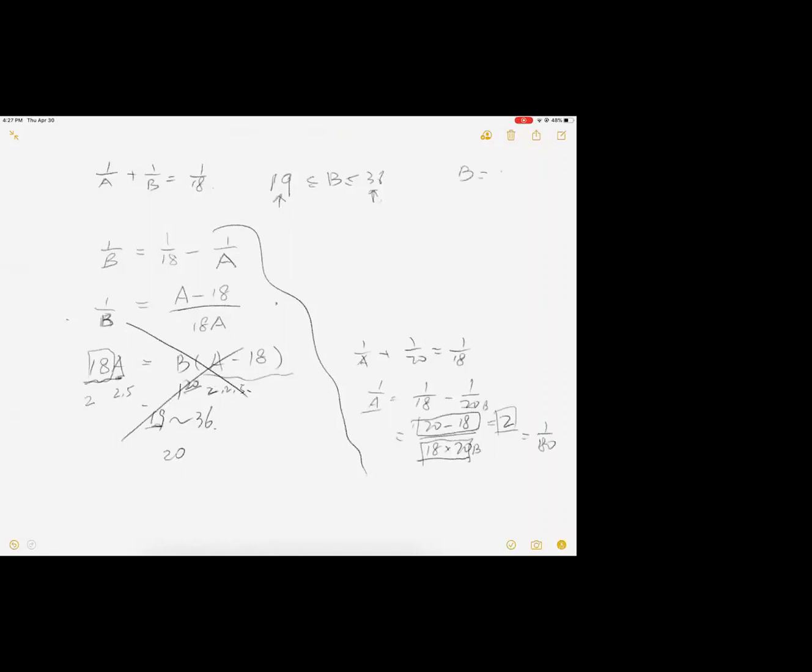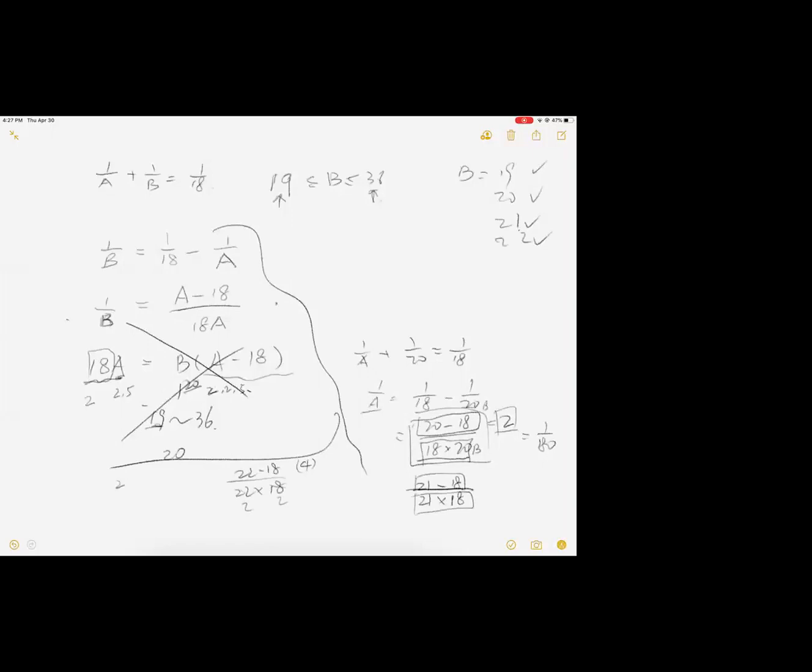B is 19 will work. 20 will work. If B is 21, on this side of the equation, that will be 21 minus 18 divided by 21 times 18. Right, so this is 3. So it is a divisor of the denominator. So 21 will work too. Okay, 22, come here. 22 minus 18 divided by 22 times 18. This will work too, because this is 4. And 22 has a 2, 18 has a 2. So 22 will work as well.